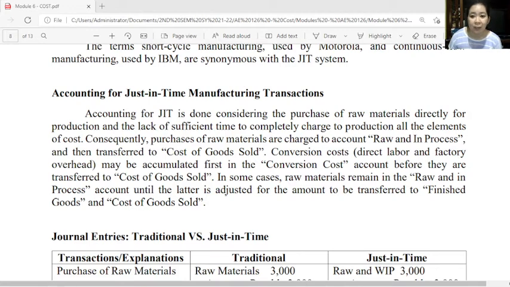So under just-in-time, purchases of raw materials is just equal to the requirement for production, because production is equal also to the items being demanded or to be sold for the customers. In this accounting, we will be using the account raw and in process, and later on it will be transferred to cost of goods sold. For the direct labor and factory overhead, we will be using the conversion cost account to accumulate these costs. Later on, it will also be transferred and adjusted to the cost of goods sold account once the item is finished and sold.